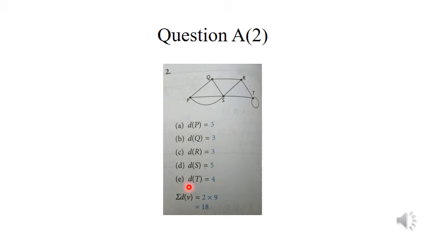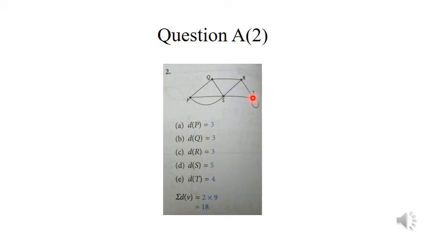Next, E. Degree for vertex T. Vertex T, count how many edges? TR 1, TS 2, and then how about the loop? Start from T and end with T. If it is a loop, you have to count twice. The first one is clockwise, and then one more anti-clockwise. Start from this T and end with this T. So for this loop, you have two edges. One is from T until it ends at T, clockwise. One. And then one more is anti-clockwise. Two.